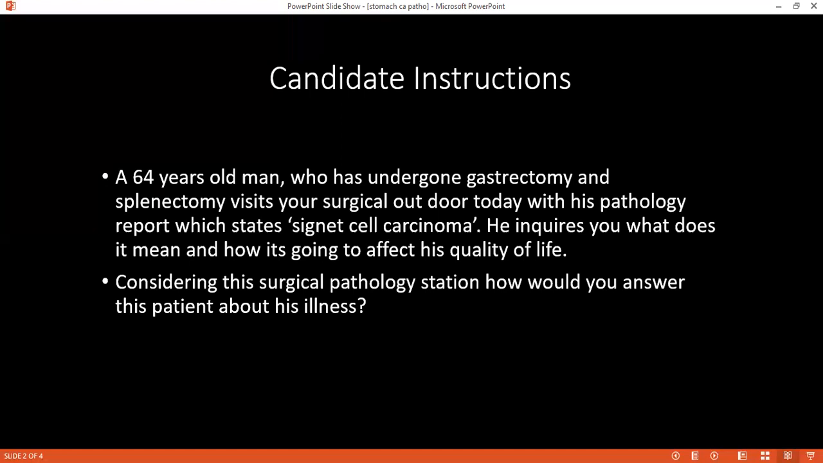So if you have read and understood, considering this surgical pathology station, kindly tell me how would you explain to the patient about the signet cell carcinoma?